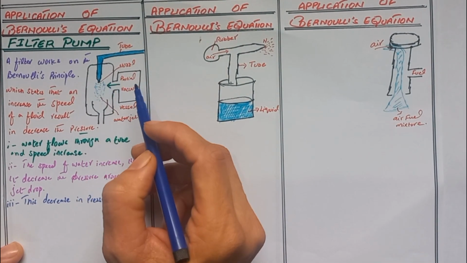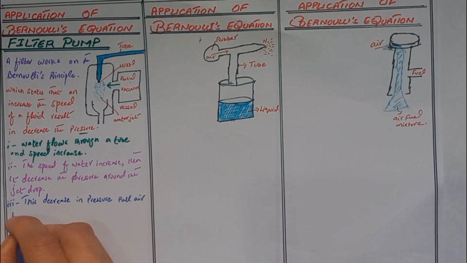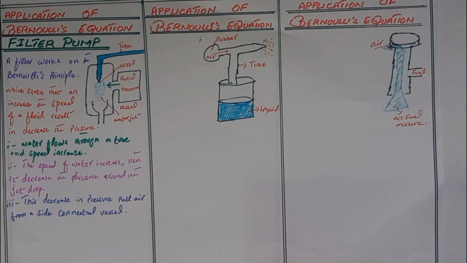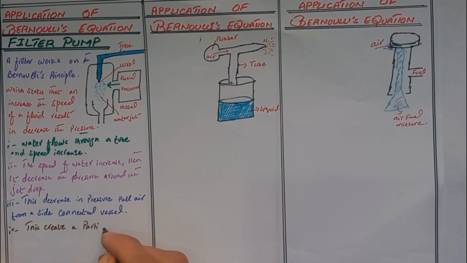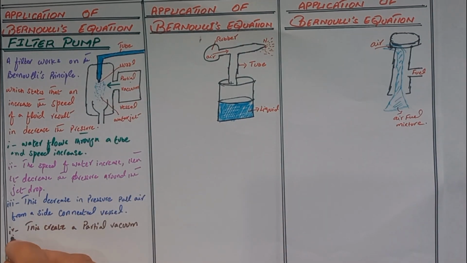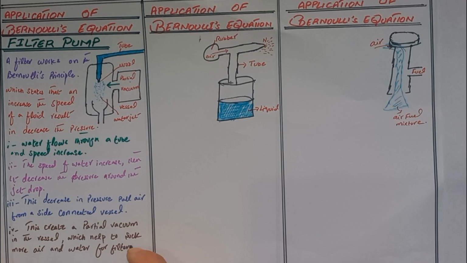When the pressure is decreased, this decrease in pressure pulls air from a side connected tube, that is the vessel. This creates a partial vacuum in the vessel, which helps to suck more air and water for filtration.